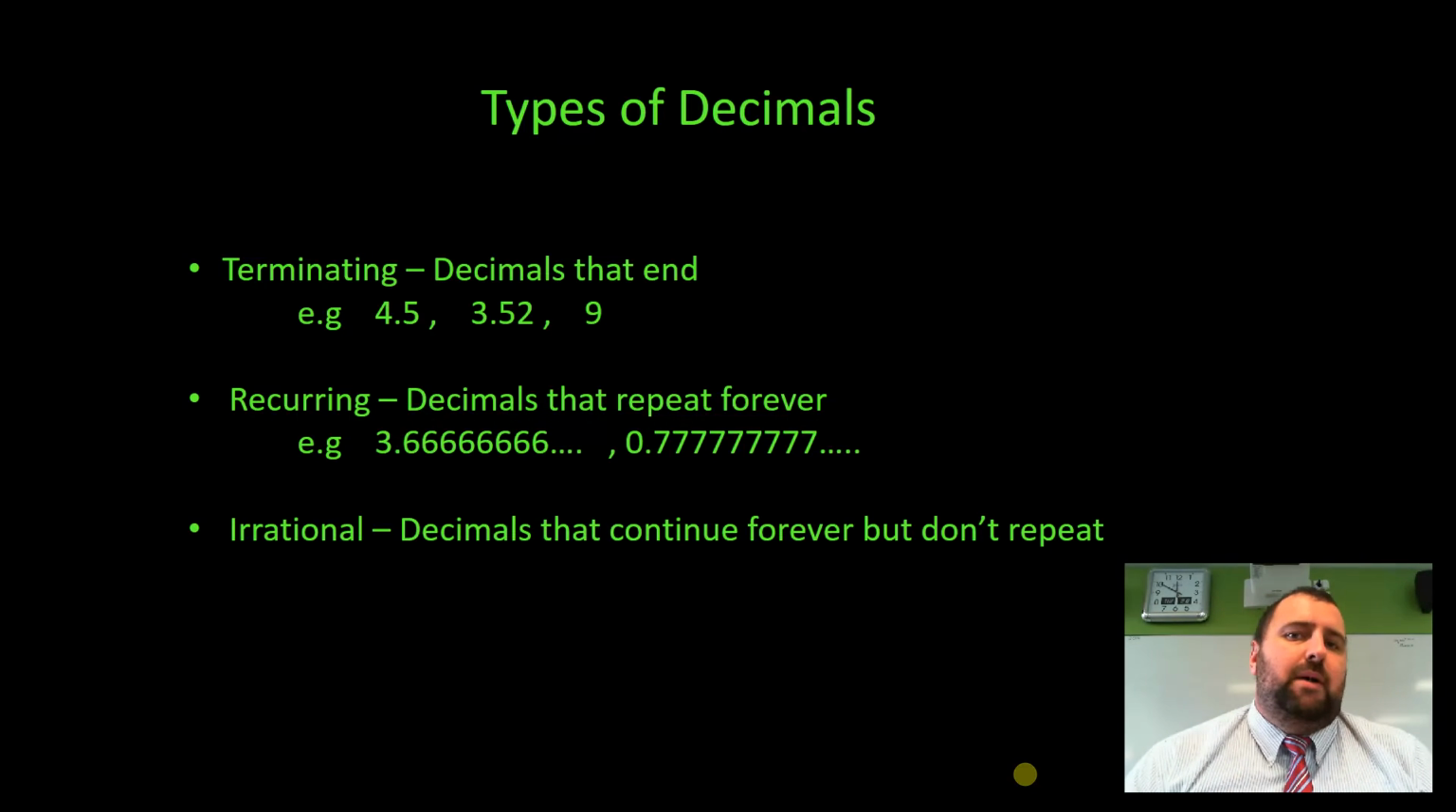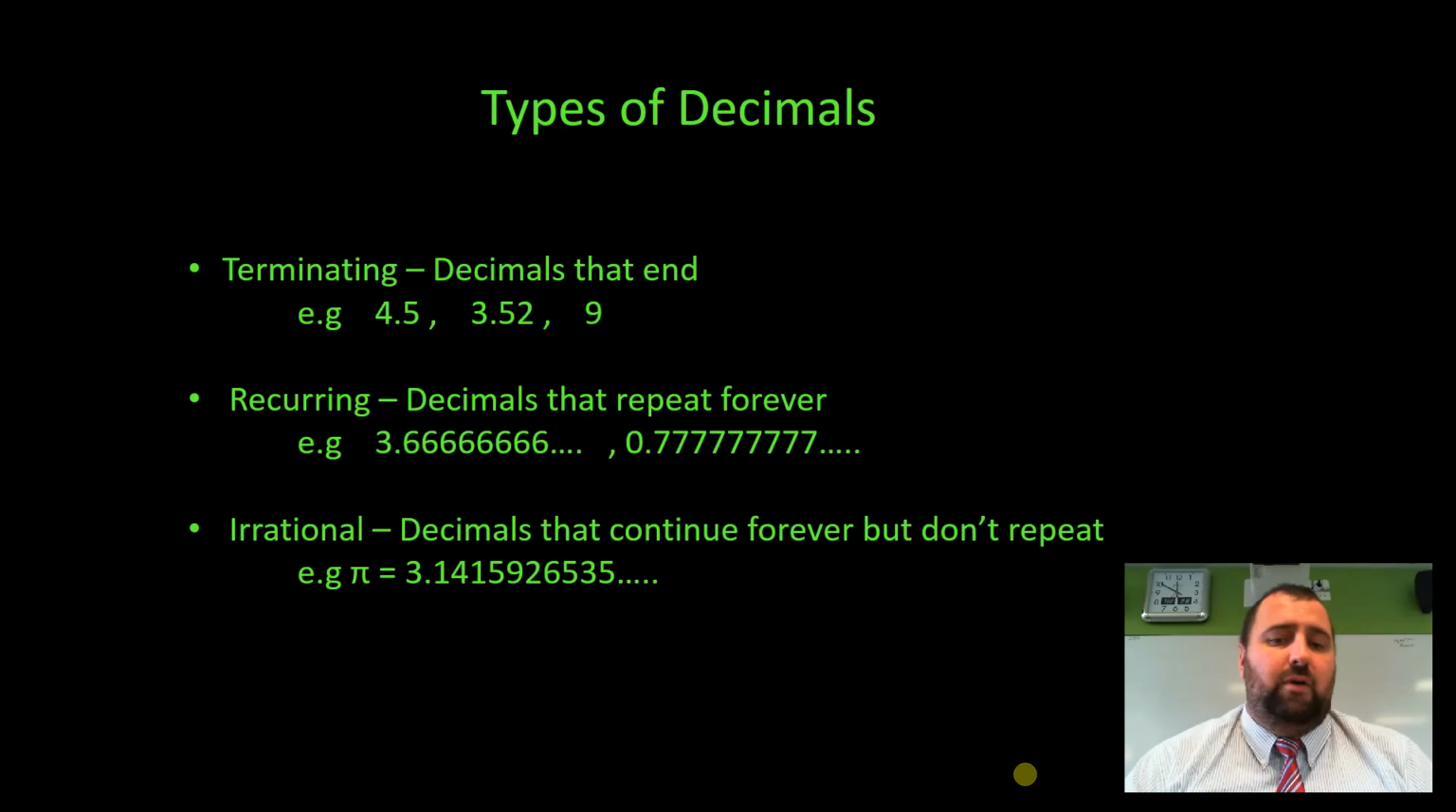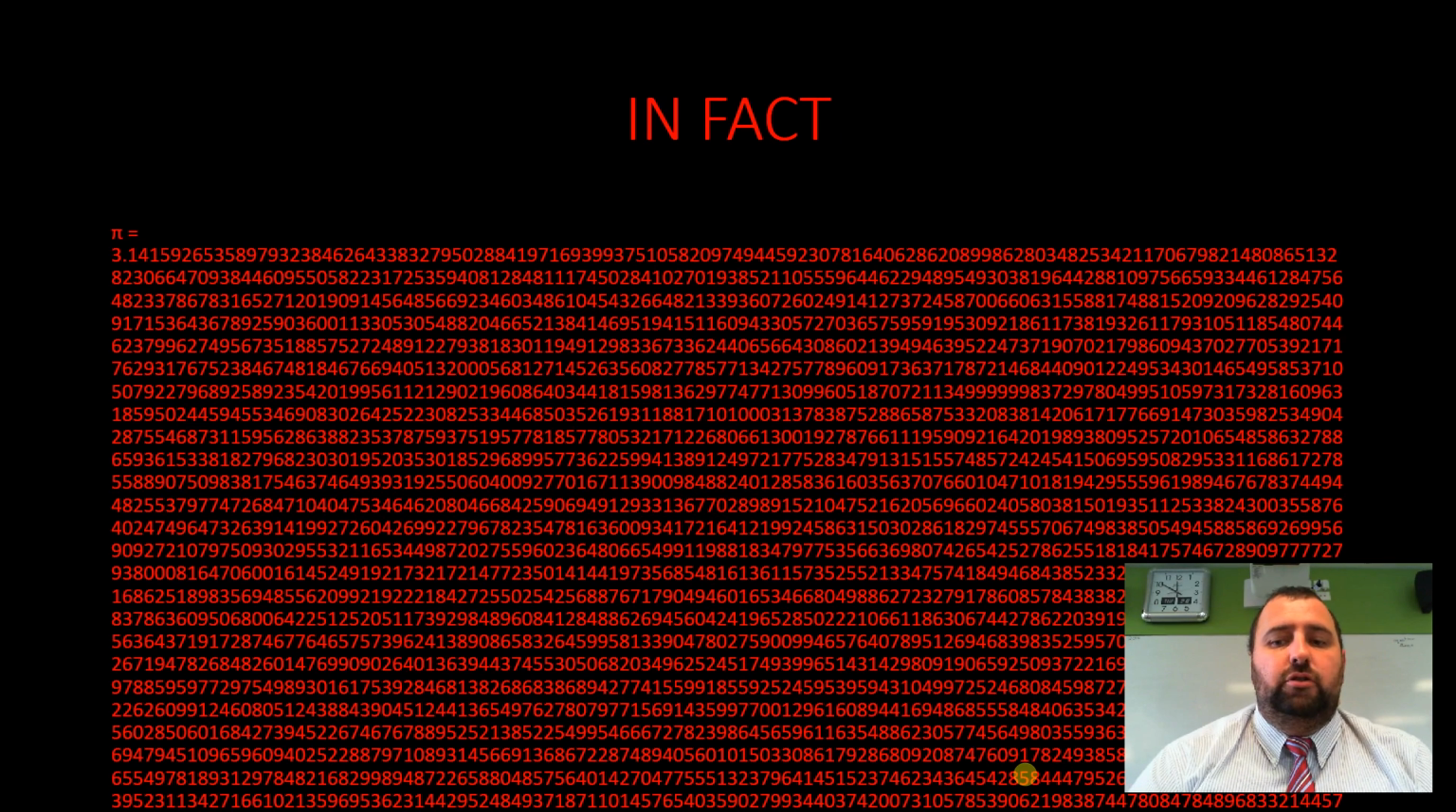Now, these don't come up that often, but there are certain numbers in math that actually are irrational. So if you have a look at pi on the calculator, you type it in, you get 3.141592, and it actually continues on forever. Doesn't repeat itself. In fact, if you have a look, this is pi to about 400 decimal places.